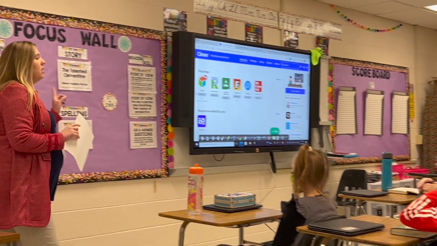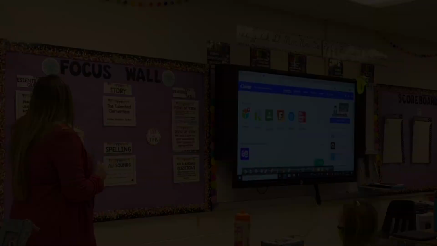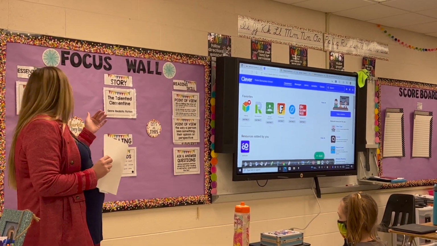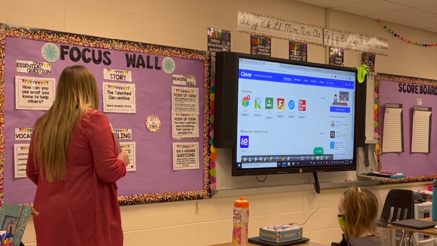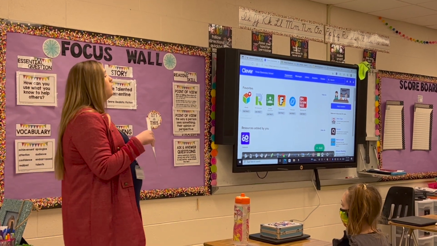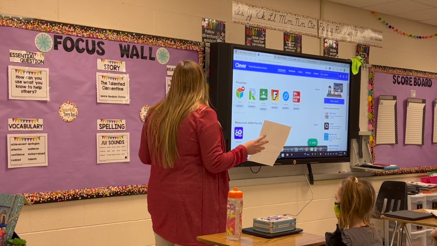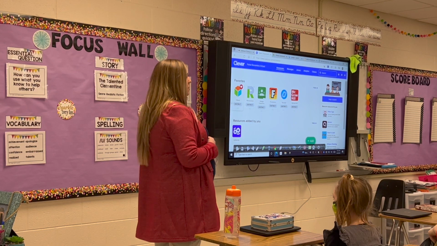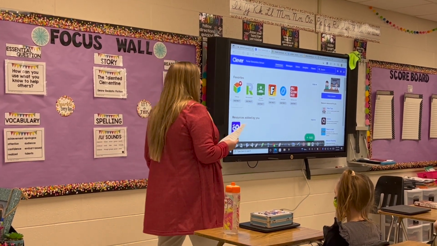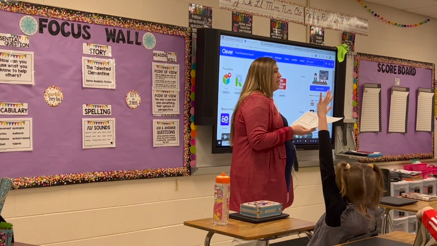So eyes over here on our focus wall. Very quickly, our essential question we've been working on since last week is how can you use what you know to help others? So in our stories, we've been reading about helping others. Our story was The Talented Clementine. It is a realistic fiction. Who remembers what realistic fiction means?